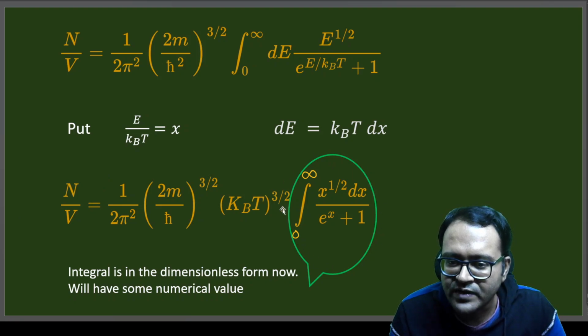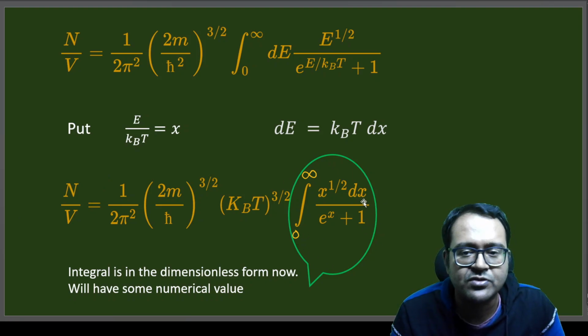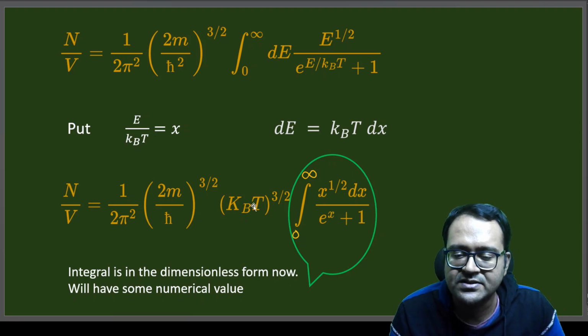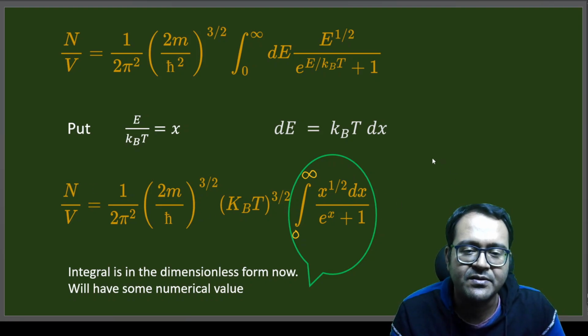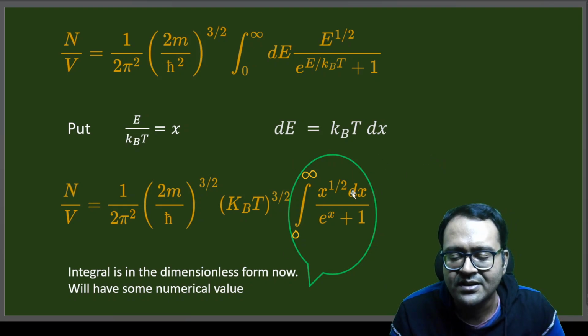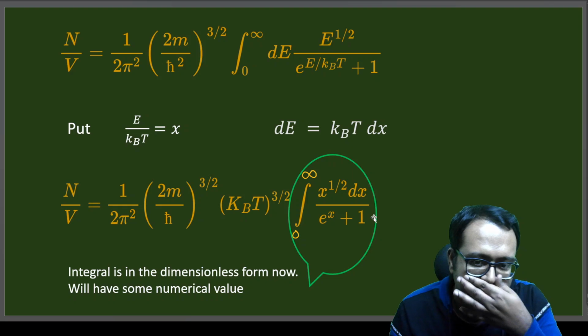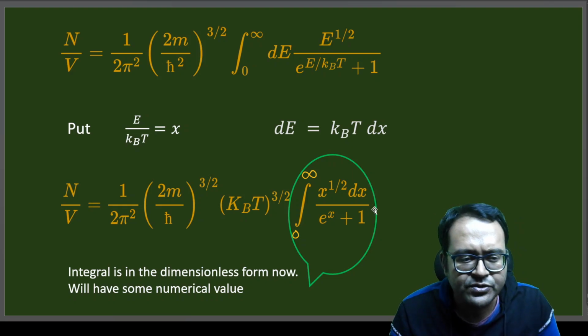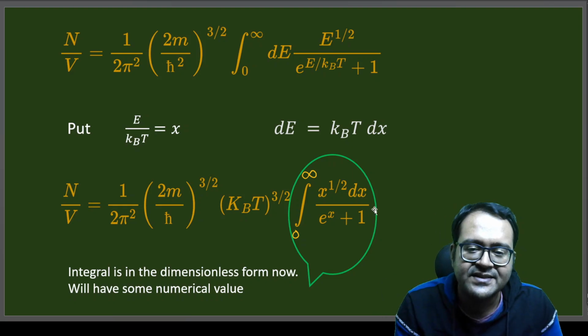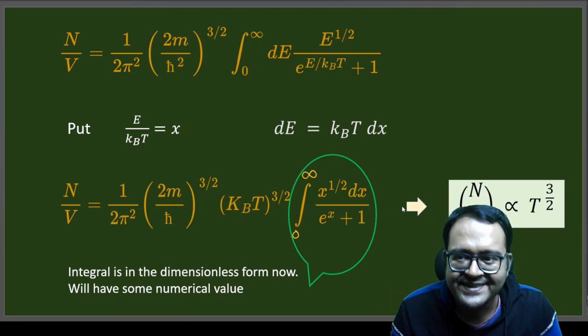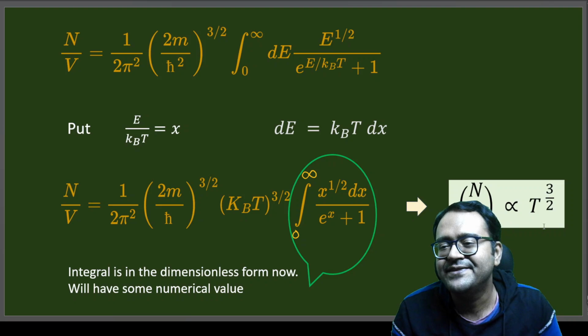You don't need to find exact numerical values most of the time in physics. We just need the dependency. Whatever the value is, you got your result. That value can be determined experimentally, or by other considerations, or by doing a numerical integration. We can do it. That is not a problem. So that's it, guys. That's it for today. N by V depends on T to the power 3 by 2.